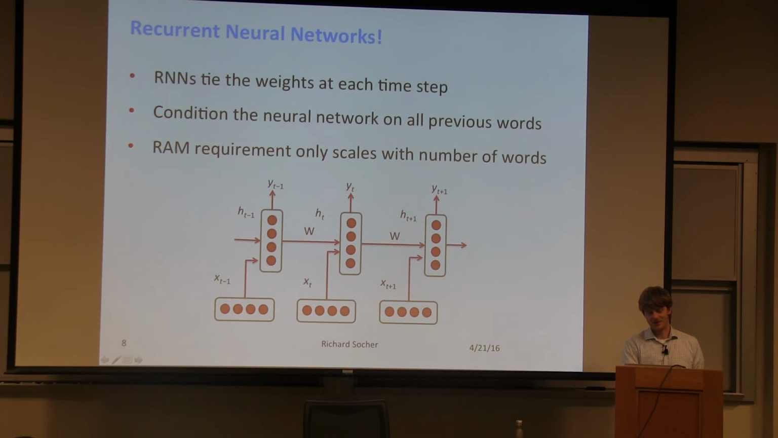And the nice thing here is the RAM requirements will only scale with the number of words, times maybe 100. So instead of having to keep around the number of words to the power of 3, 4, 5, it's only 100 if we have 100-dimensional word vectors times the number of words, plus a couple of the weights that we have to also keep around. And y will again be our output.